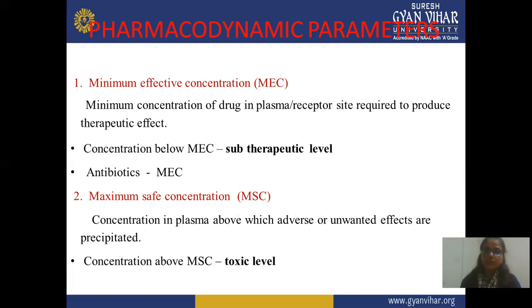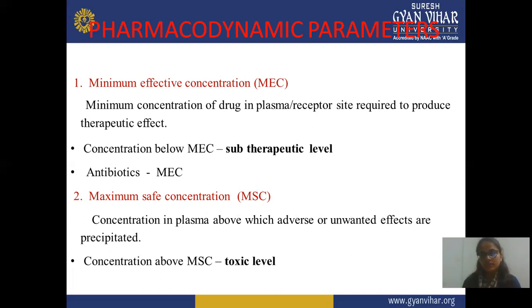After the minimum effective concentration, the next parameter is the maximum safe concentration. It comes just after the MEC, because below the MEC there is the subtherapeutic level, and after the MEC there is a next level which has more drug present in your plasma or in your body. This is known as the maximum safe concentration. Above this, toxic or unwanted effects may be produced.